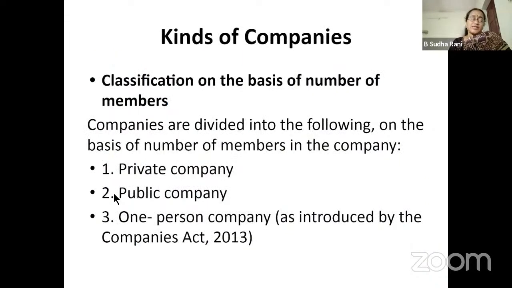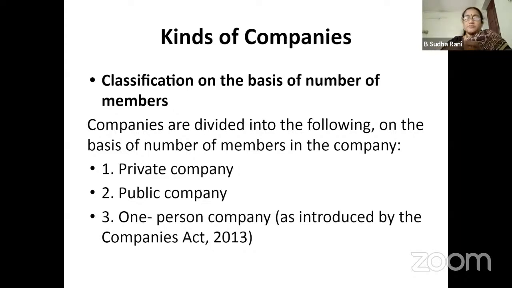Now the next, classification based on number of members. Based on the number of members, we have three types of companies. One person company, where only the founder is going to be the owner of the business, and he is going to own the entire company. He is the one who invested and raised funds. This one person company came into existence with the amendment of Companies Act in 2013.